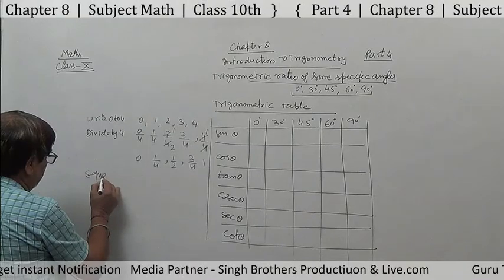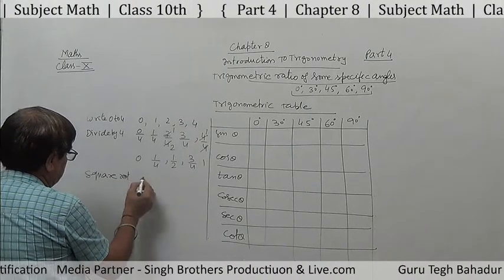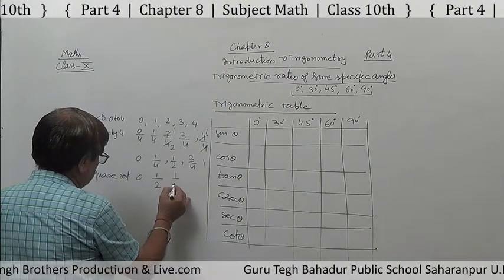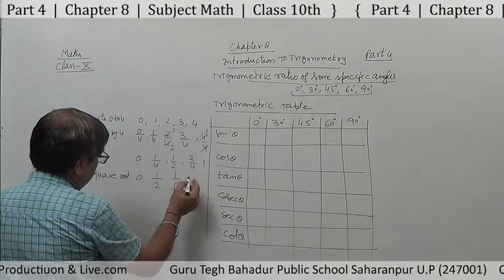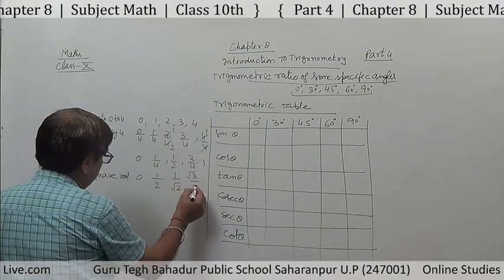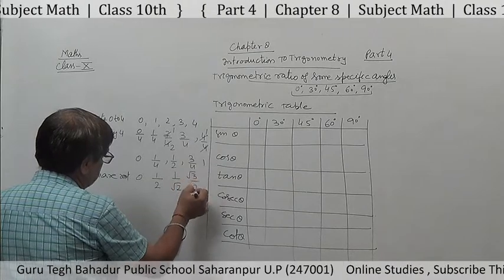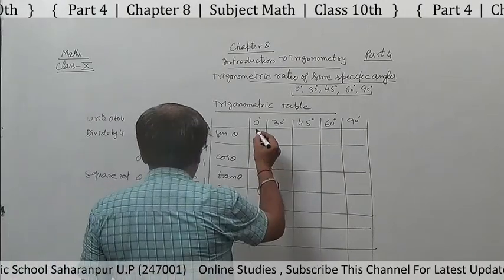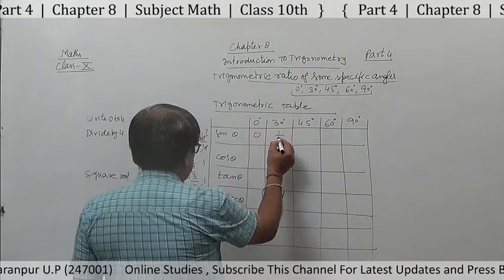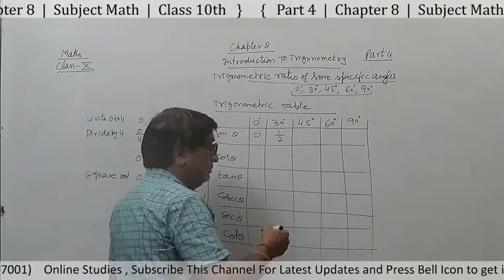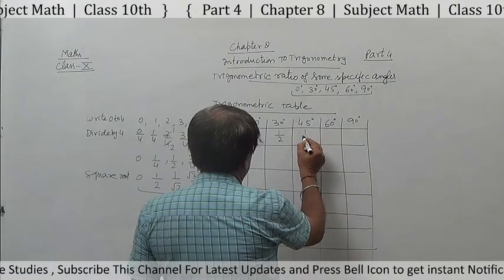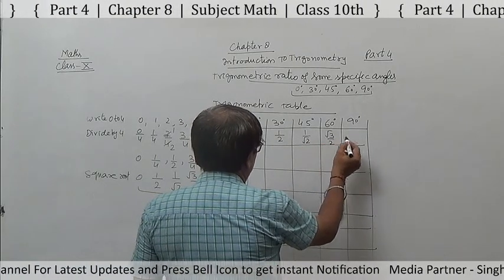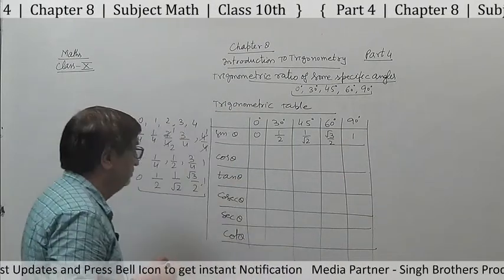Take square root. Square root of 0 is 0, of 1 is 1, of 4 is 2, of 1 is 1, of 2 is root 2, this is root 3, this is 2, this is 1. So these are the 5 values of sine. Sine 0 is 0, sine 30 is 1 upon 2, sine 45 is 1 upon root 2, sine 60 is root 3 upon 2, sine 90 is 1.